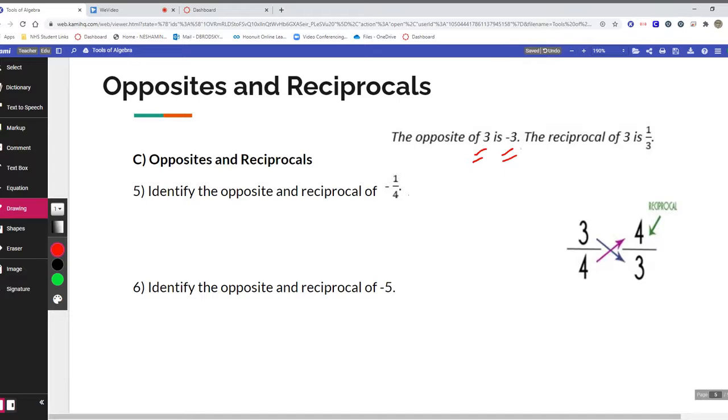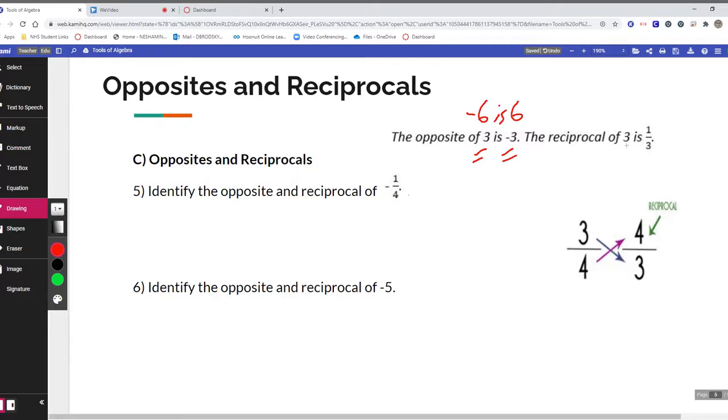And finally, the opposite of 3 is -3. The opposite of -6 is 6. So whatever a number is, if it's negative, the opposite is positive. And if it's positive, the opposite is negative. So the opposite numbers are just the positive and negative form of every number.